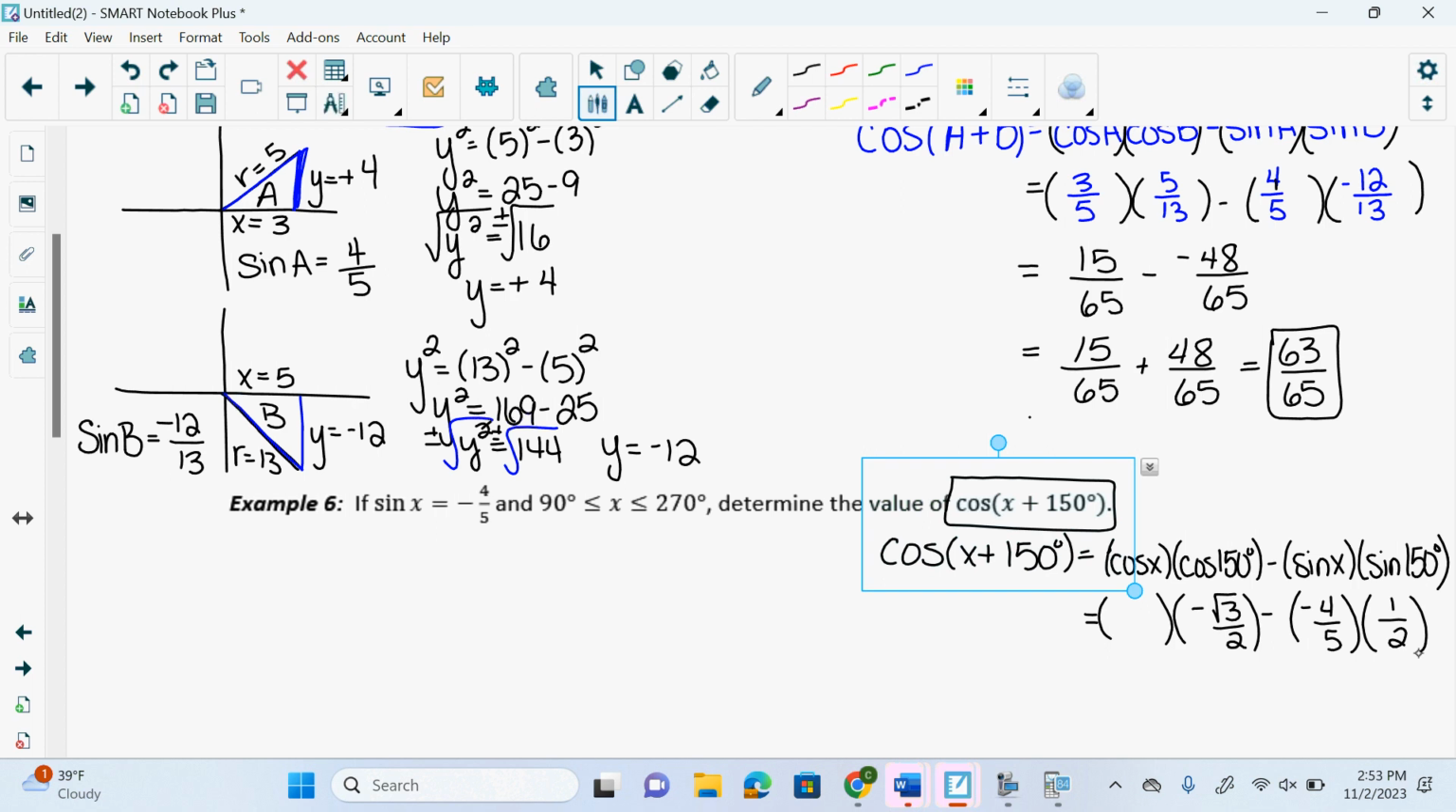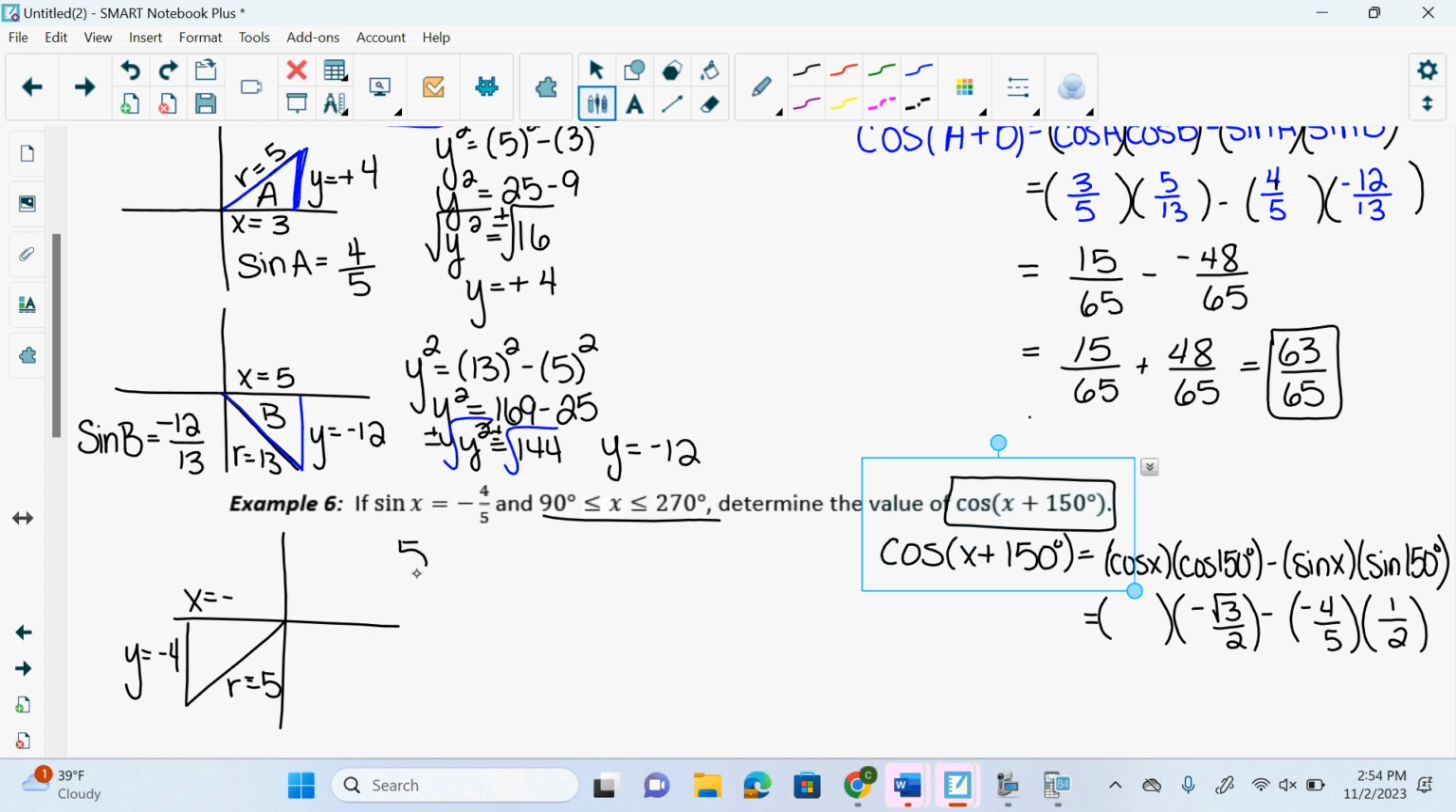Then we have to get cos x. So it says here that sine is between 90 and 270. Its sign has to be negative, so it has to be in quadrant 3. So y equals negative 4, r equals 5. If you don't draw it in the right one, you're going to figure out that y is negative 4 can't exist in quadrant 2, right? And then x has to equal negative something.